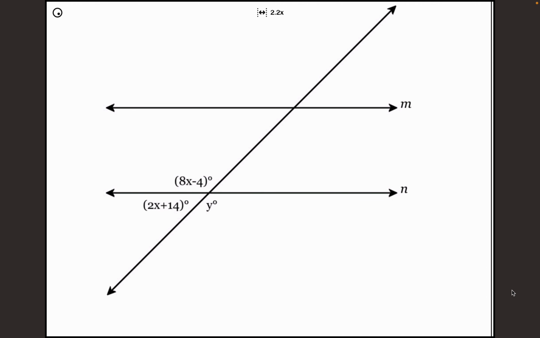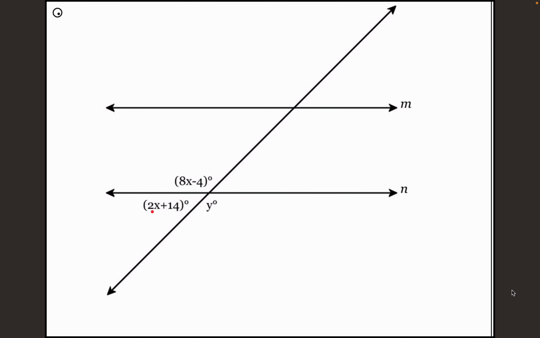Okay, so for this one, we need to find both x and y. The first thing let's start with is x. What can we say about our two values for our x? What kind of angles are those with our two x's? They're adjacent, but what else can we say about them? They're a linear pair. What do we say about linear pairs? Two angles that add up to equal 180.